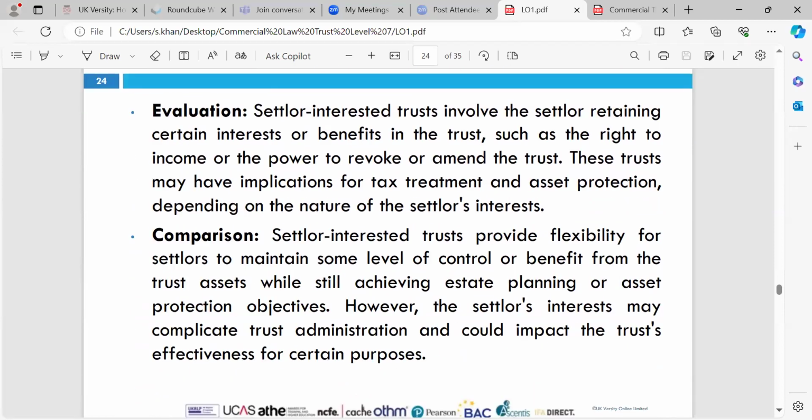Settlor interested trusts. So the evaluation is settlor interested trusts involve the settlor retaining certain interests or benefits in the trust, such as the right to income or the power to revoke or amend the trust. These trusts may have implications for tax treatment and asset protection, depending on the nature of the settlor's interests. The comparison is settlor interested trusts provide flexibility for settlors to maintain some level of control or benefit from trust assets while still achieving estate planning or asset protection objectives. However, the settlor's interests may complicate trust administration and could impact the trust's effectiveness for certain purposes.